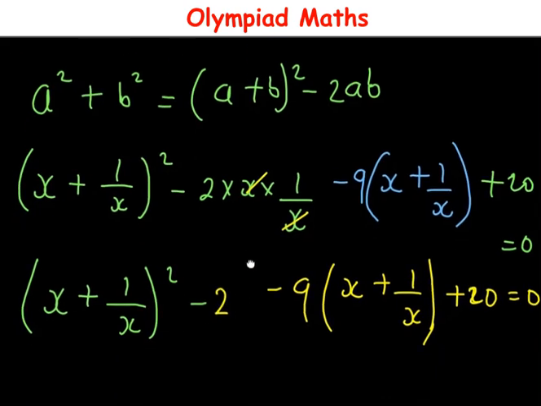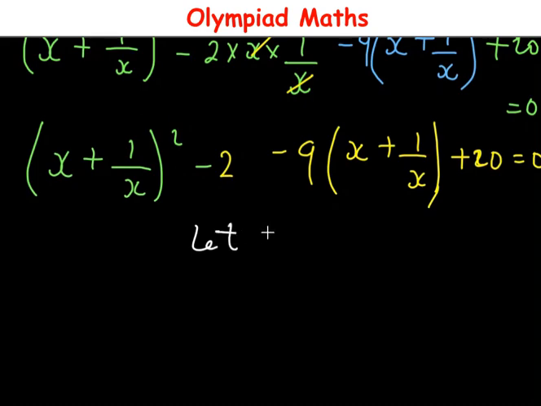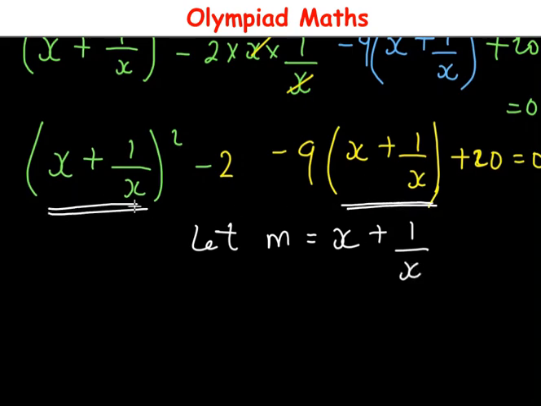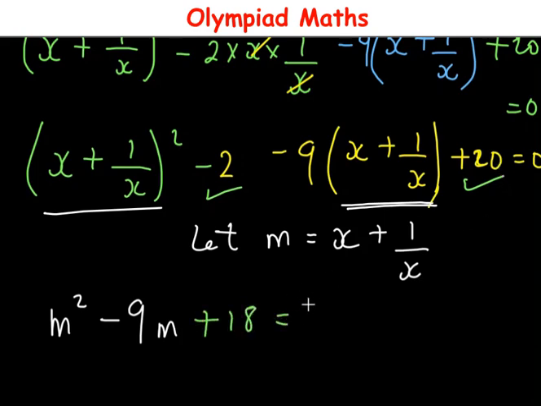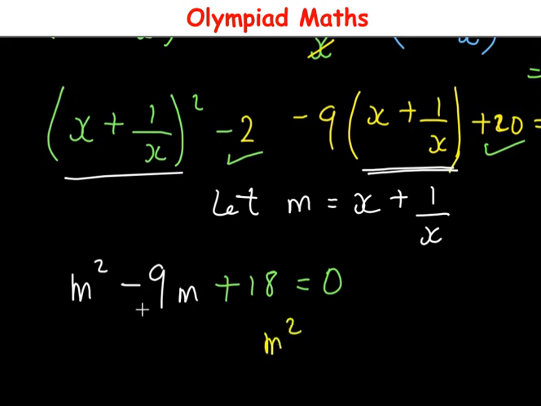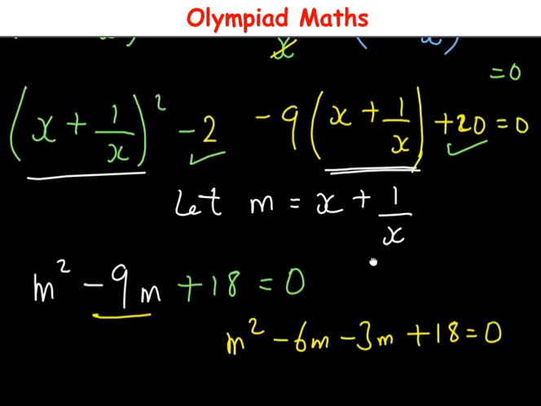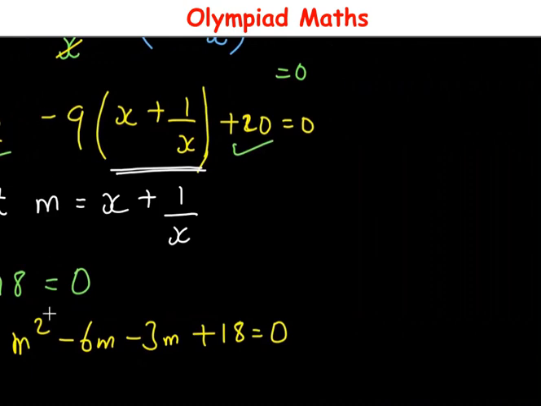Okay, so with this, we are going to say let m equal x plus 1 over x. In place of x plus 1 over x, we replace it with m. So this becomes m squared, then -9 times m, also -2 plus 20 gives us plus 18, and this equals 0. Solving this further, m squared minus 9m can be written as m squared - 6m - 3m + 18, and this equals 0.